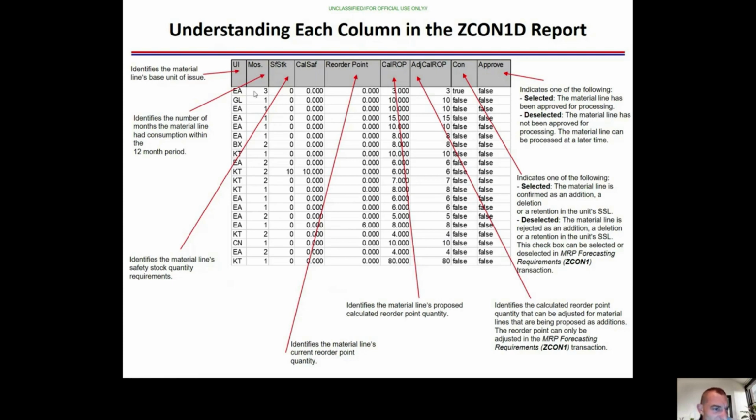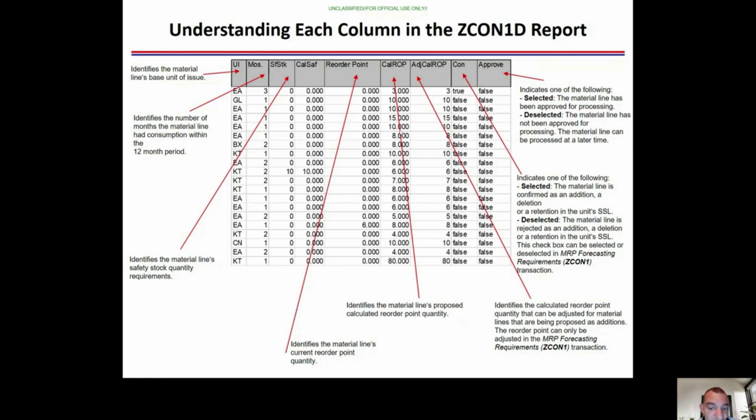So months, okay, this identifies the number of months the material has been consumed within a 12-month period. So for example, the top one, we've consumed it 3 times in a 12-month period. All right, safety stock identifies the material line's safety stock quantity requirements, calculated. Then you've got your reorder point, which identifies the material line's current reorder point. So this is your current reorder point.